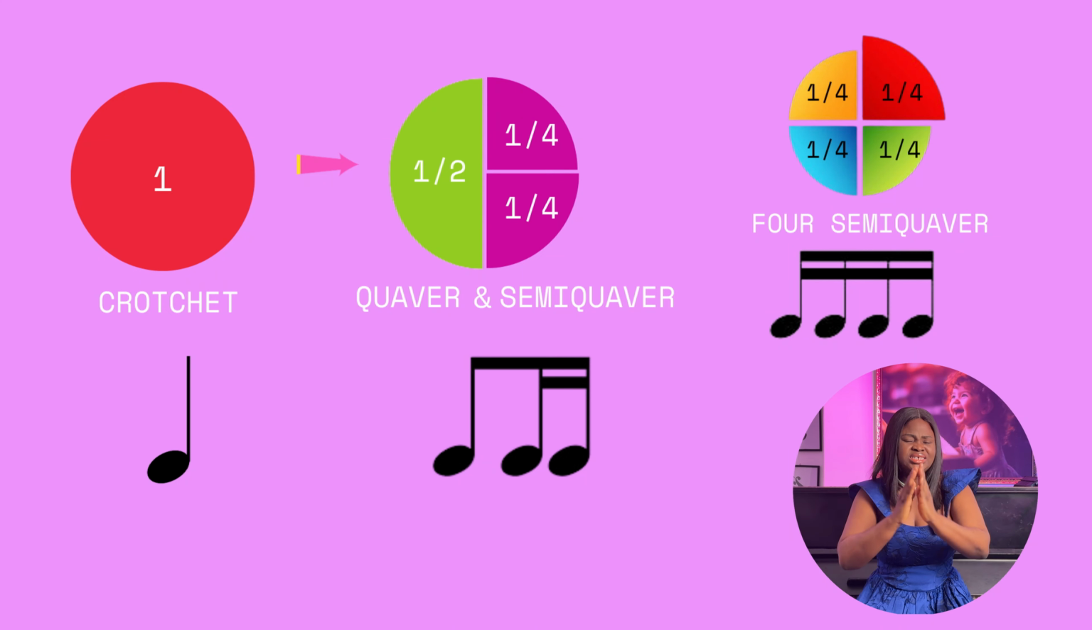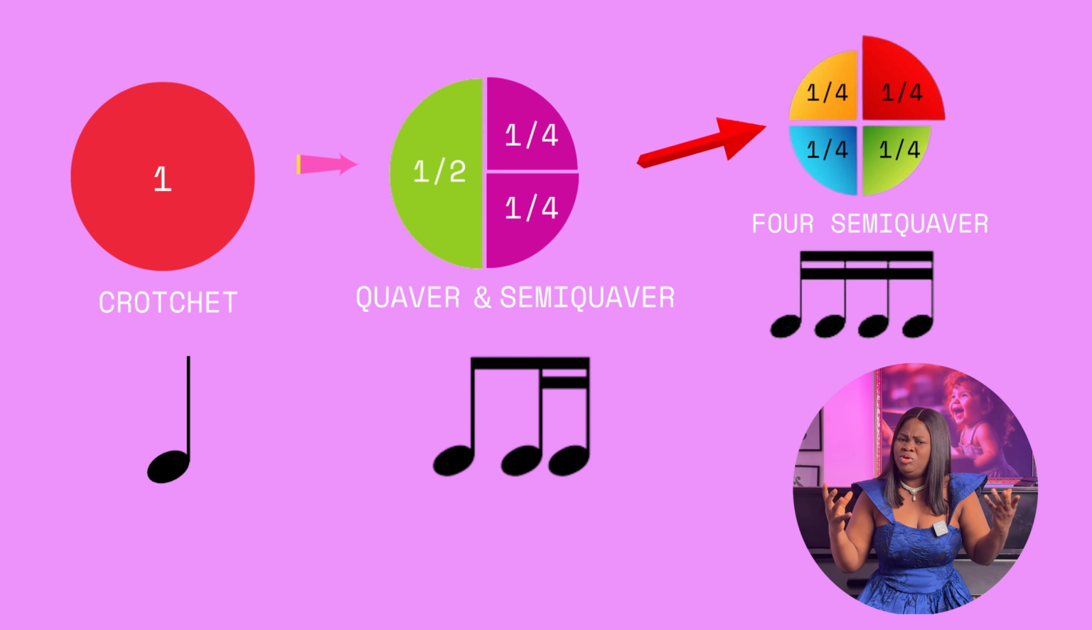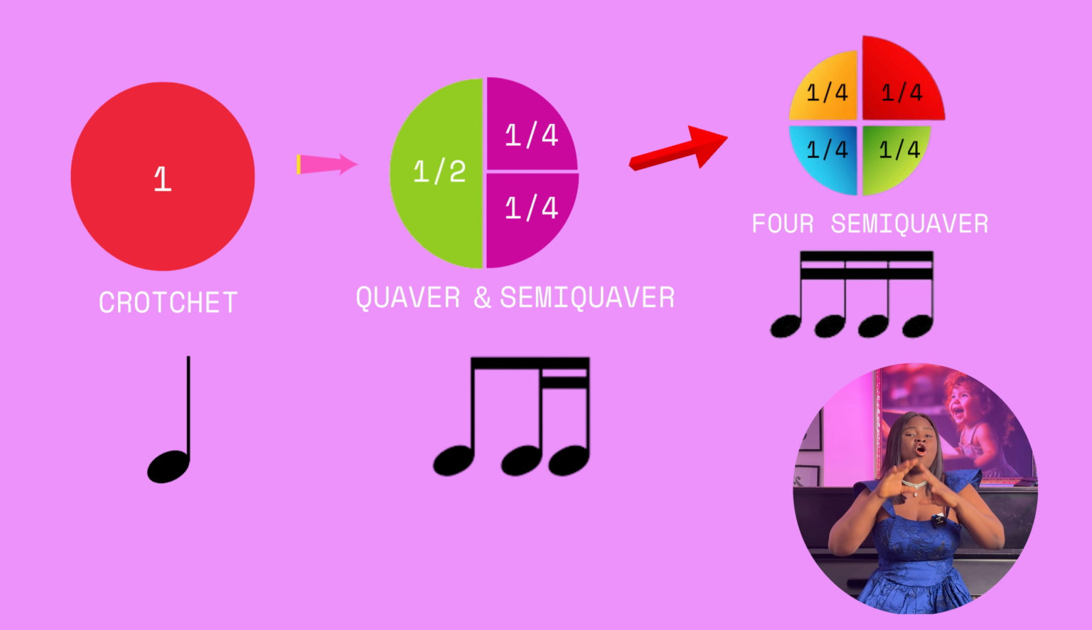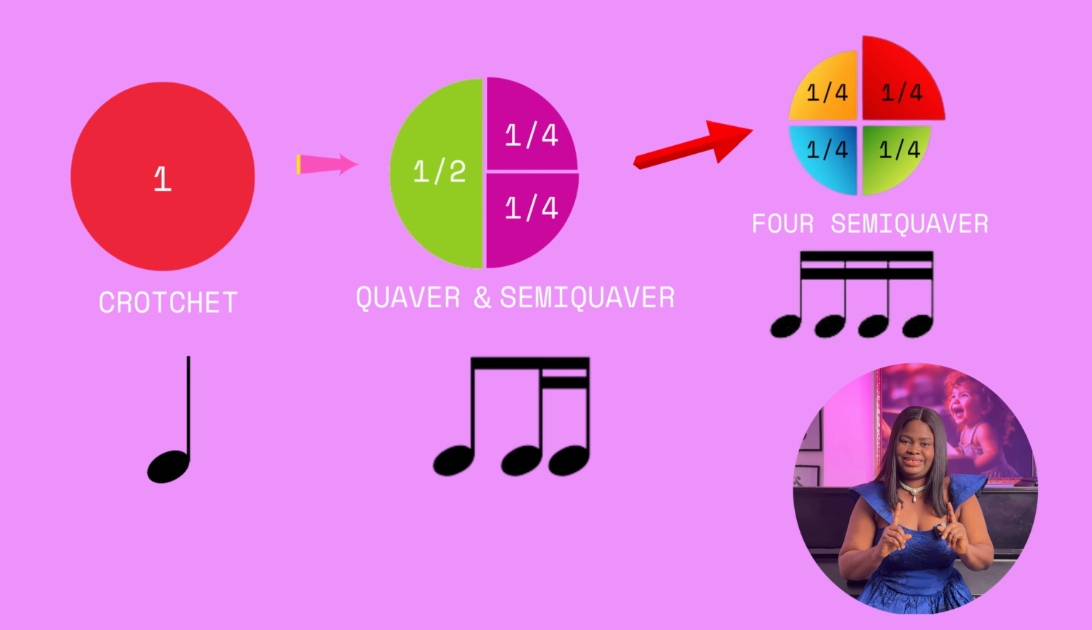Remember I mentioned in my previous video that the 4 semiquaver group is made up of quarter beats each. So if you look at this picture, realize that the first half of the circle, which is taken by a quaver, has 2 semiquavers. Quarter plus quarter will give you half, right? And the other half of the circle is already 2 semiquavers. So everything you can see here is also under the 4 semiquaver beats. And note that all of them must sum up to 1 crotchet beat.